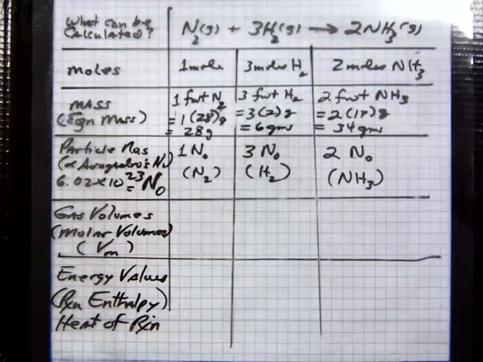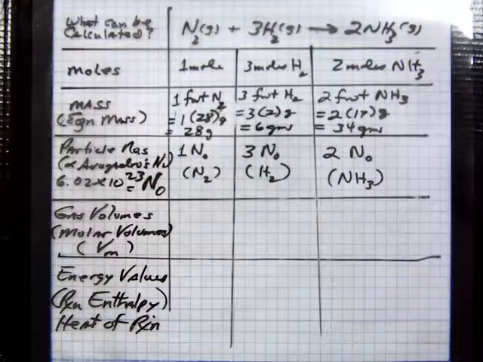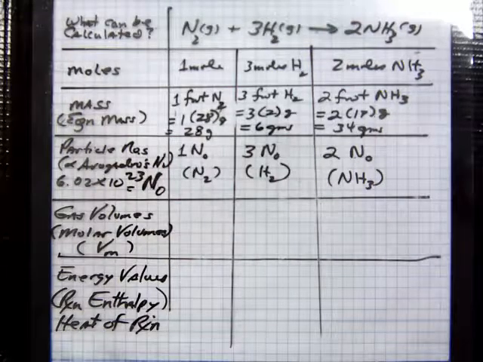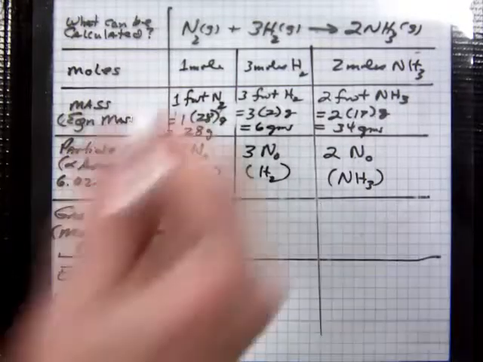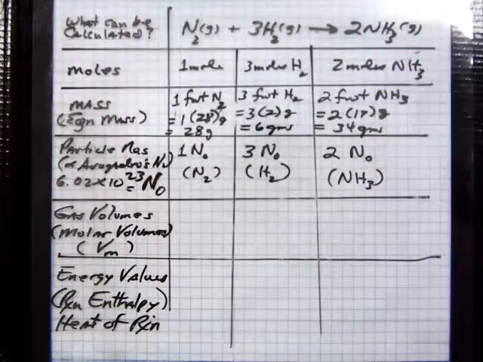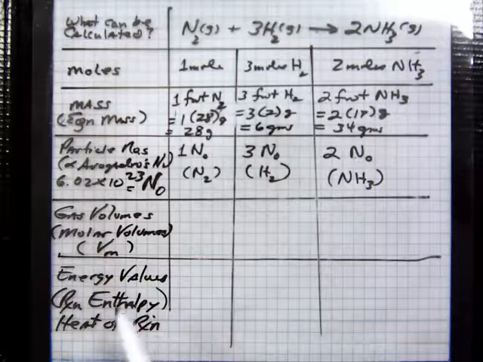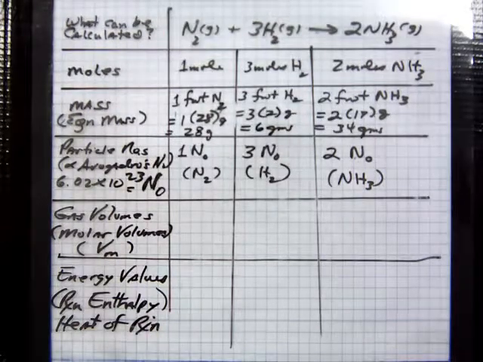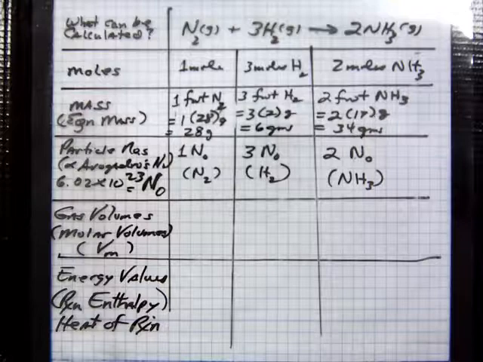Next is gas volumes, for reactions that involve gases. Now, this little row does not involve solids or liquids. It's only gases. Well, what is a molar volume? A molar volume, now listen to me carefully. You'll hear this many times again. 1 molar volume is the volume occupied by 1 mole of any gas.